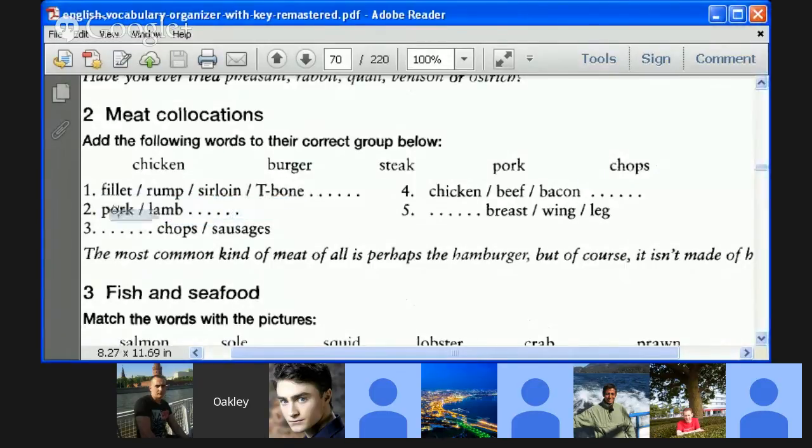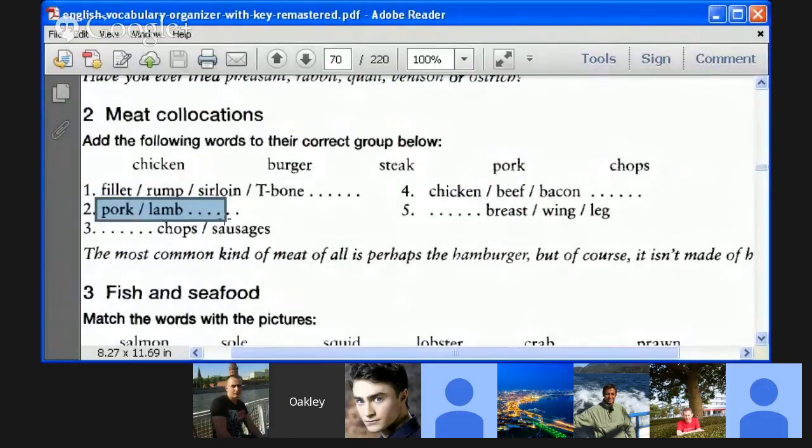Okay. Anyway, there is a beef chop too. Yeah, they are part of the cow. They are from the ribs of the animal. So a pork chop or a lamb chop includes one of the ribs of the animal and the meat that's attached to the rib. In English, we call them pork chops or lamb chops. Okay.